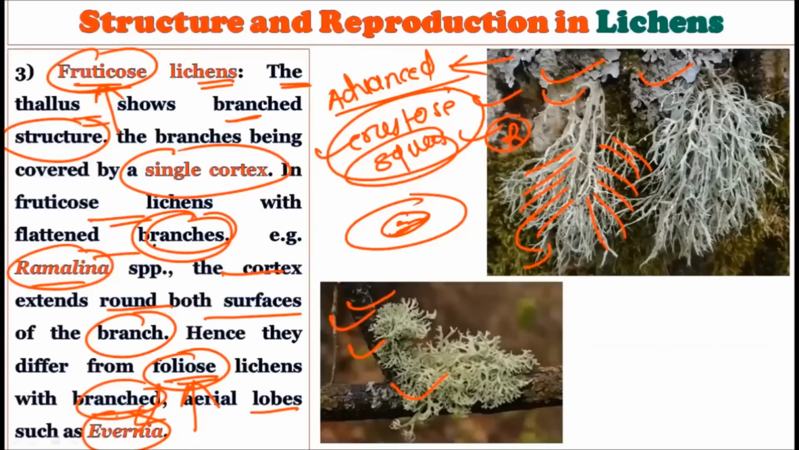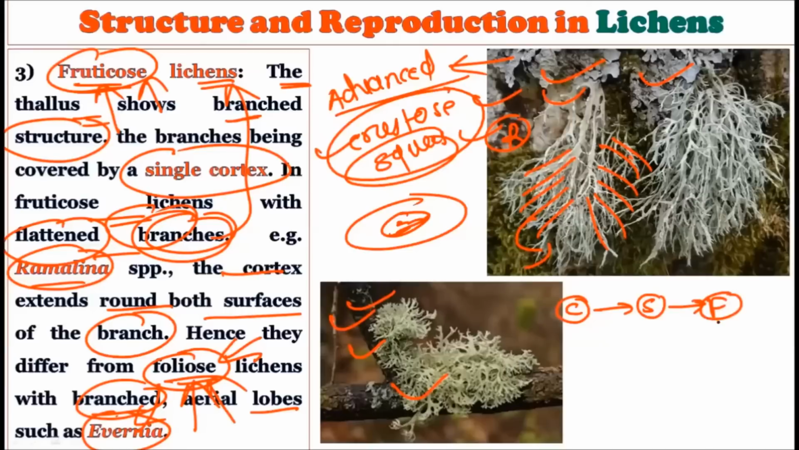Okay, see, flattened branches are there. Very important word: flattened branches are shown by these Fruticose lichen. But the leafy branches are shown in the Foliose lichen. So from the evolutionary line again, remember this, we have studied the crustose lichen, then squamulose lichen. Now we are studying the Fruticose lichen.